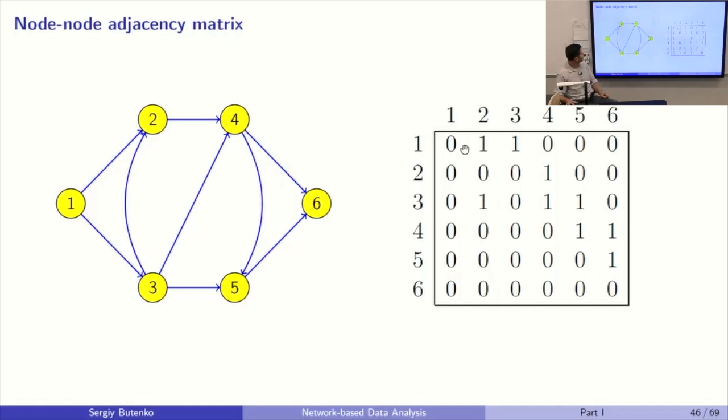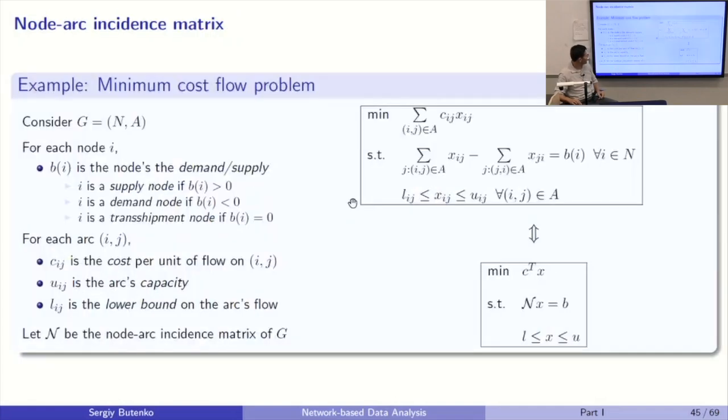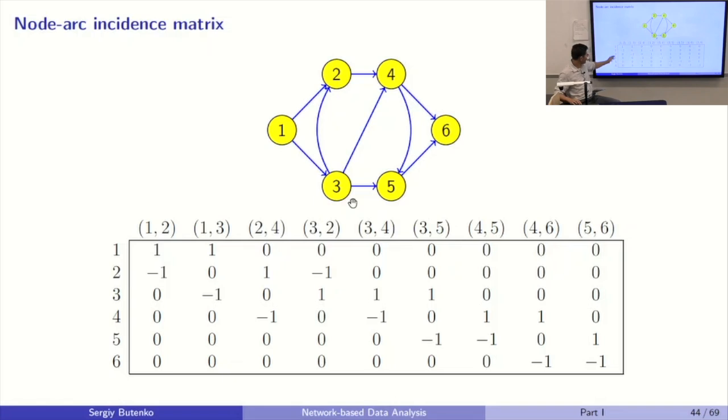So for example, here for node 1, the out neighbors are 2 and 3, so you have 1 for the second column entry and for the third, and the rest are zeros, right? And you represent it this way for every node. Now, if you had an undirected graph, this matrix would be symmetric, right? For a directed graph, it doesn't have to be symmetric, and it's not in this case. The space that you are using is what? N squared, right?